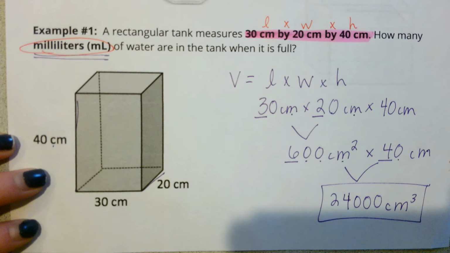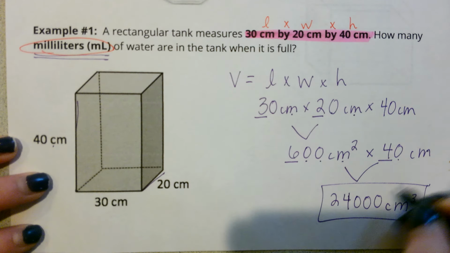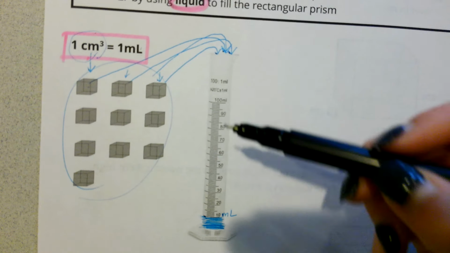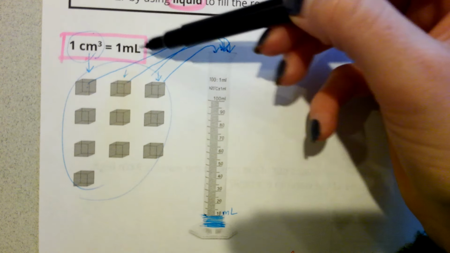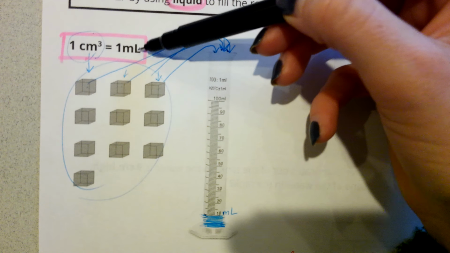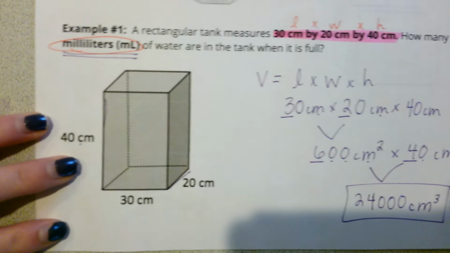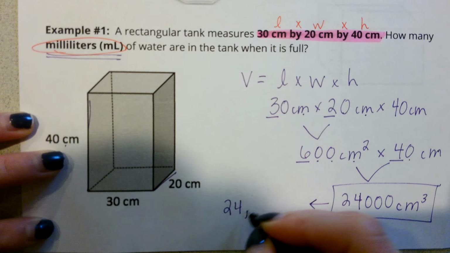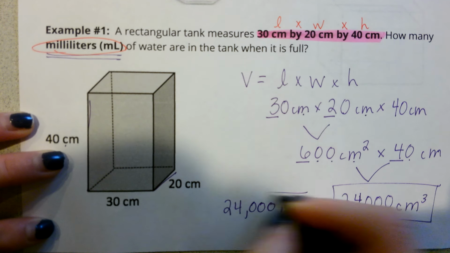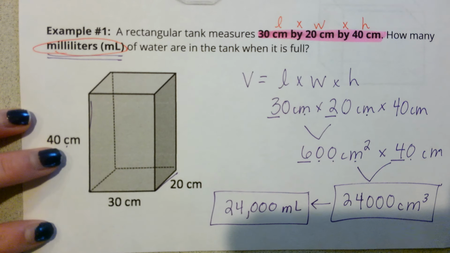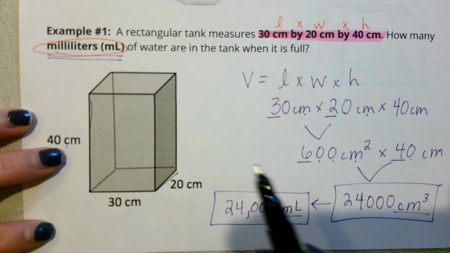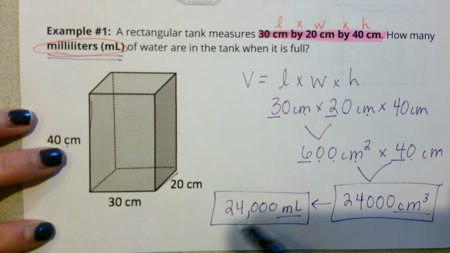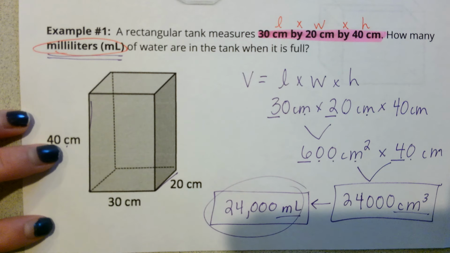This wants my answer in milliliters. So instead of having centimeters cubed, I remember from my relationship up here that if I have centimeters cubed and I fill those with water, that's the same as having milliliters. So if I have my answer in centimeters cubed, I can write 24,000 milliliters. Those are going to be equivalent amounts of volume. So when this tank is full of water, it's going to hold 24,000 milliliters of water.